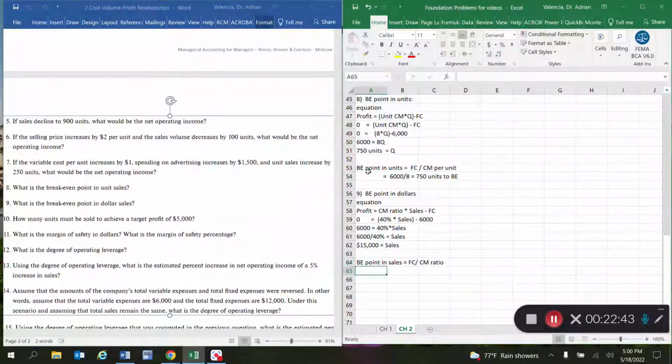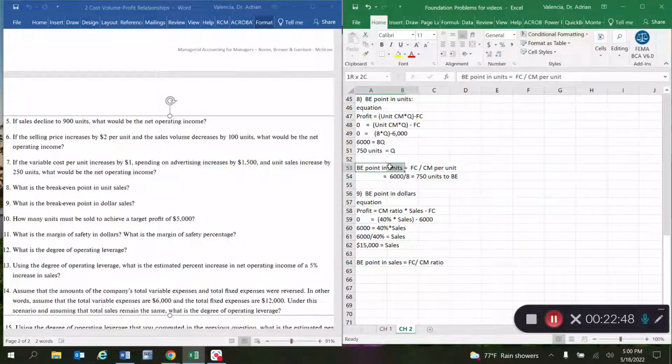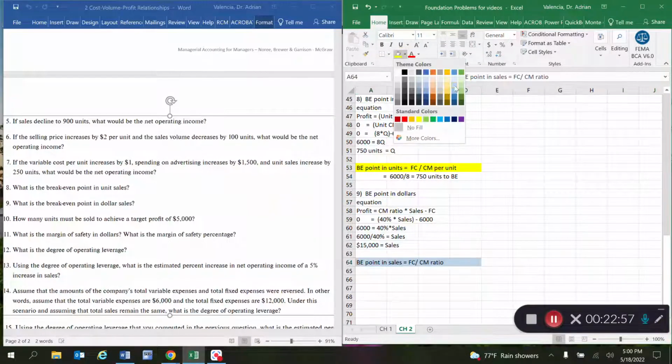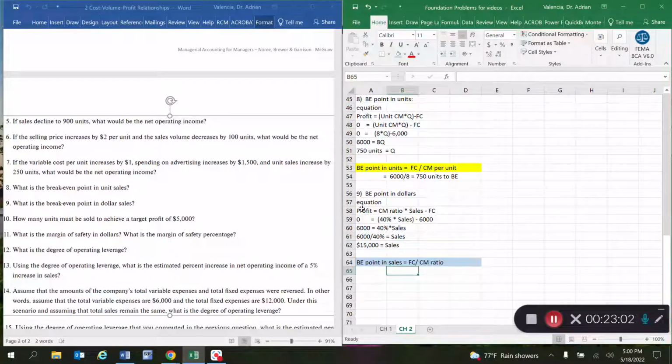So notice these formulas are very similar, but one gives you the break-even point in units, and this one will give you the break-even point in dollar amounts. Now, this is the algebra behind it. You can go and do the algebra, and if it makes you feel better, do it that way. But this is the shortcut way. Fixed cost, 6,000 divided by 40%. So that's where this comes from. Once you do the algebra, it gives you this very simplified approach.